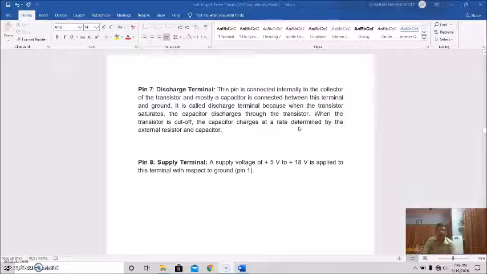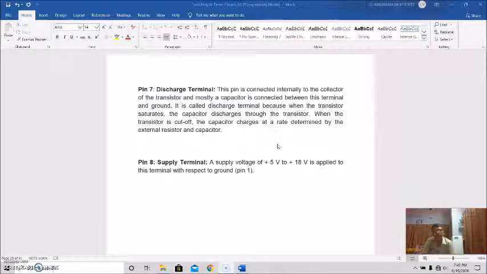Now pin 7, it is a discharge terminal. This pin is connected internally to the collector of the transistor, and mostly a capacitor is connected between this terminal and ground. It is called discharge terminal because when the transistor saturates, the capacitor discharges through the transistor, and when the transistor is cut off, the capacitor charges at a rate determined by the external resistor and capacitor.